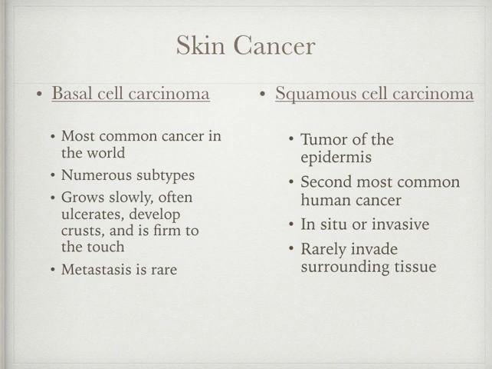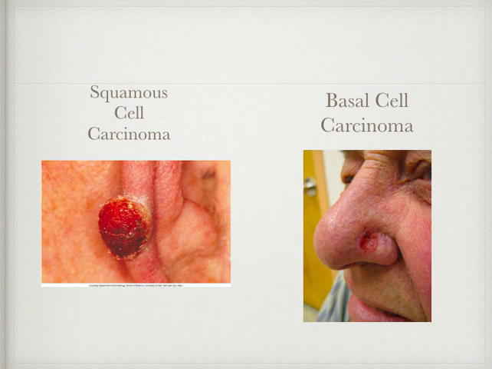It can spread, but it's very rare. It tends to start integrating other tissues, so it's more invasive than basal cell would be. It's the second most common type of skin cancer, essentially, but it's not as severe as melanoma. Melanoma can spread very easily. I'll show you a picture on the next slide.